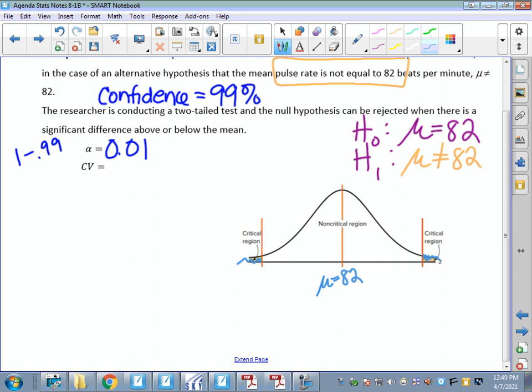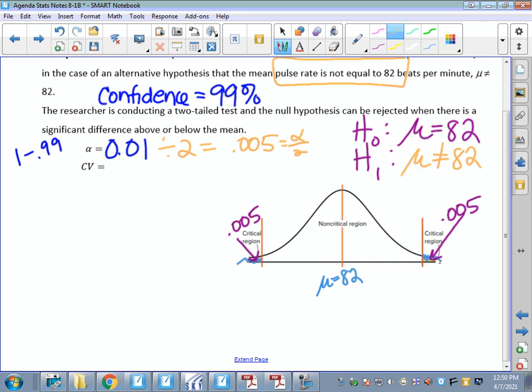But I've got that 0.01 that's going in these two sections. We're splitting it equally on this symmetric curve. So that's got to be 0.005 on either side if I split it up. So alpha over 2, 0.005. So don't forget that for your CV. So now I'm going to go into my z-table.